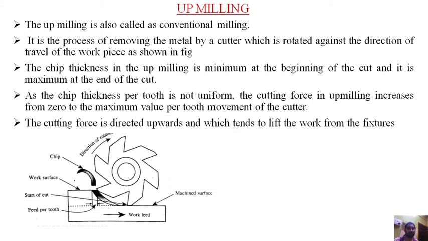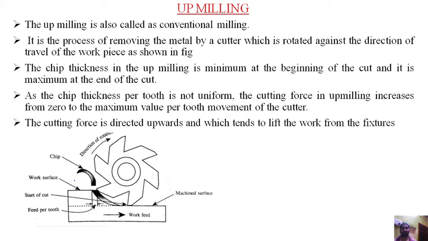The chip thickness in up milling is minimum at the beginning of the cutting. You can see the chip thickness is very small, and it keeps on increasing, gradually becoming maximum at the end of the cut. Since the chip thickness is not uniform and varies from 0 to maximum, the cutting force in up milling increases from 0 to maximum.